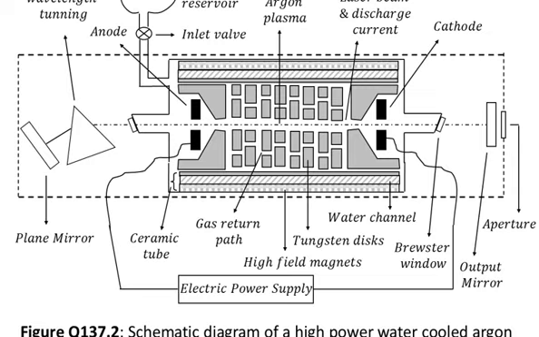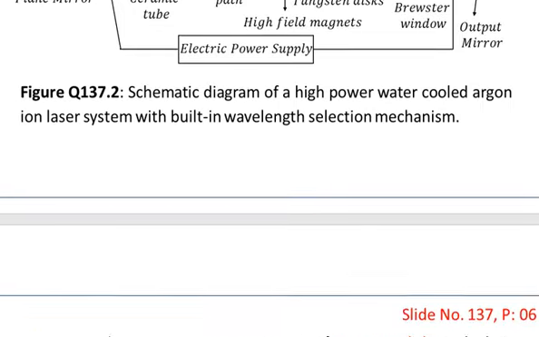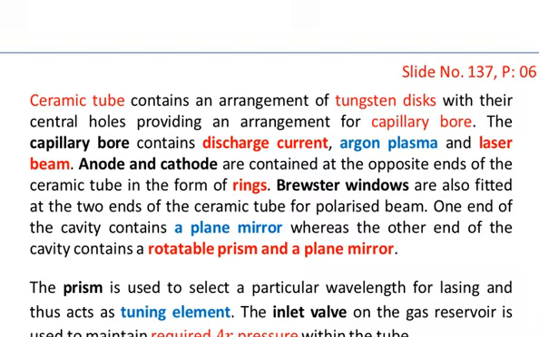So this was the schematic diagram of the water-cooled argon ion laser system with built-in wavelength tuning mechanism, a scheme based on a prism. So now we are going to explain the structure of this.